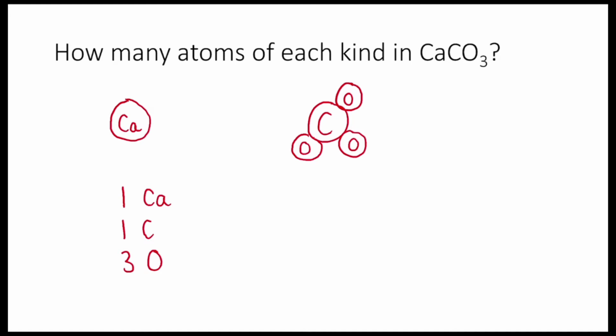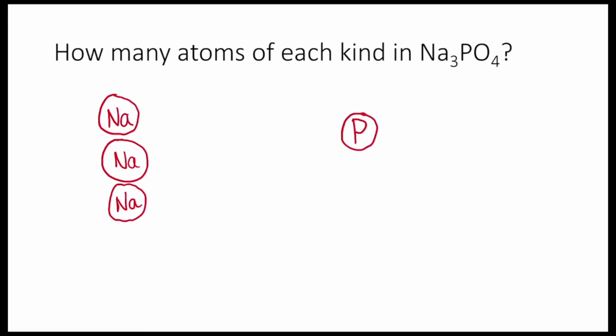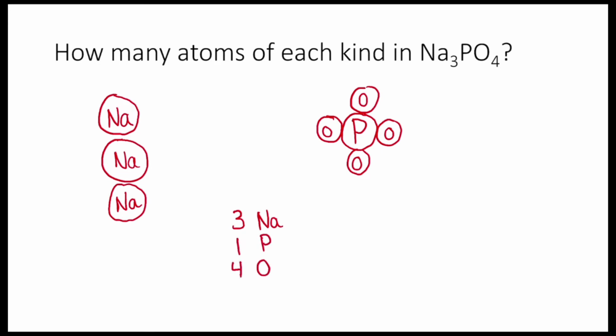So let's go through another example. How many atoms of each kind in sodium phosphate? Again, we have sodium, which in this case, we have 3 of them. Phosphate, again, is a polyatomic ion, meaning that it's a phosphorus attached to 4 oxygens. So here we have 3 sodium, 1 phosphorus, and 4 oxygen.